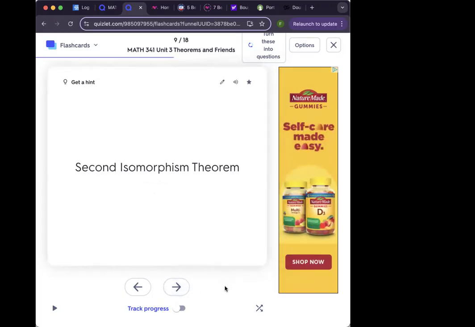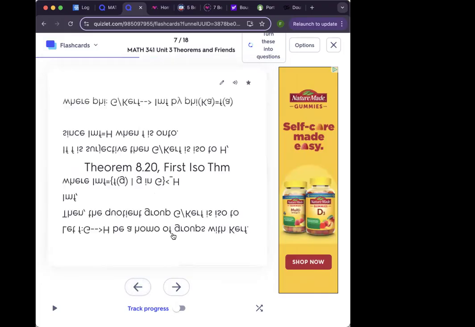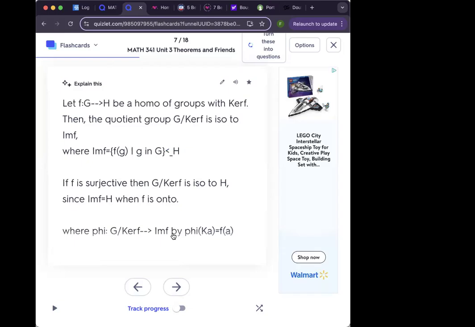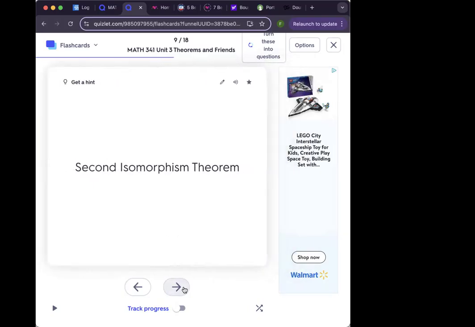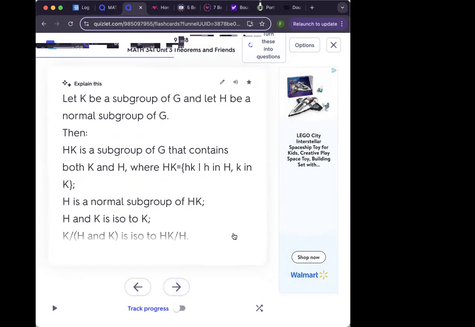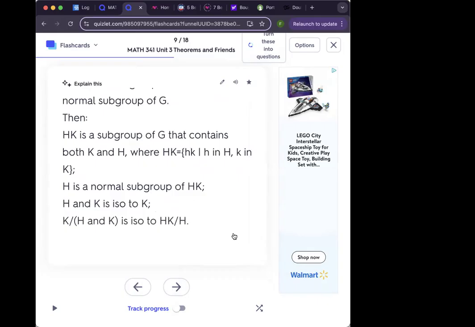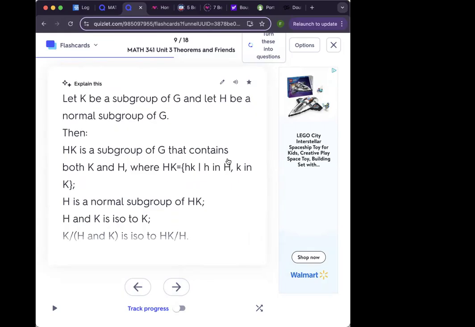And then we see the second isomorphism theorem. So the second and third isomorphism theorems are all just basically branched off of the idea of the first one. So the first one is saying G mod kernel F is isomorphic to image of F. This one is saying K mod H intersect K is isomorphic to HK mod H. But let's go through the whole thing.